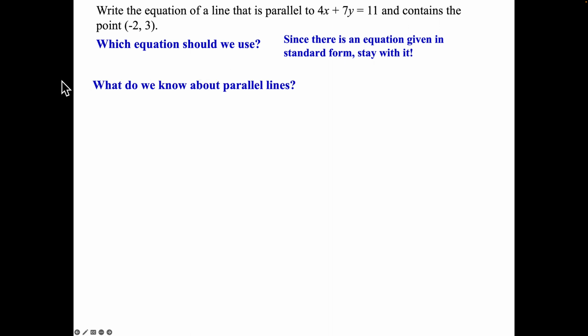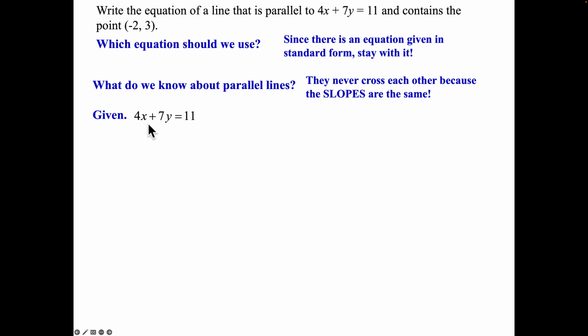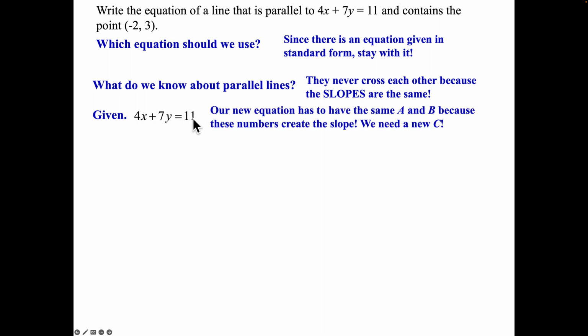Here's my logic. What do you know about parallel lines? They never cross each other, so therefore the slopes have to be the same. Now work with me for a second. The slope comes from the 4x and the 7y, -A over B. So if this is going to be the same slope, you just have to find a different C. So keep the 4x, keep the plus 7y, and set it equal to a new C, and go grab this point and plug the -2 in for x, the 3 in for y.